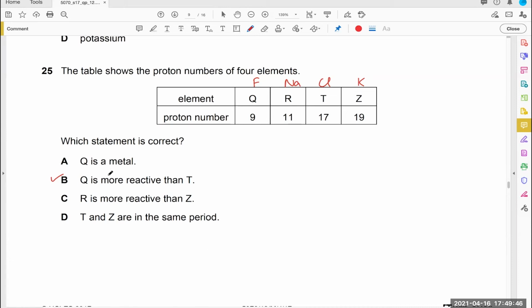T and Z are in the same period. Actually, chlorine is in period 3 and potassium is in period 4, so B is confirmed.